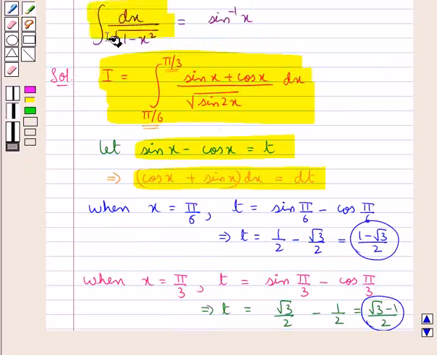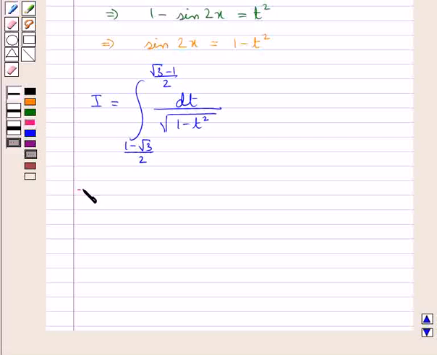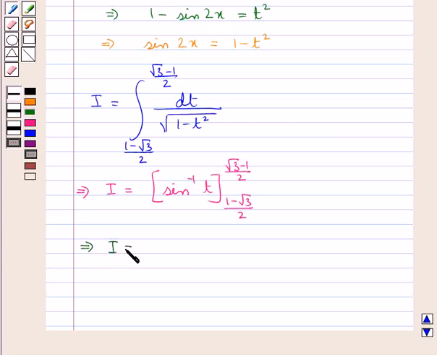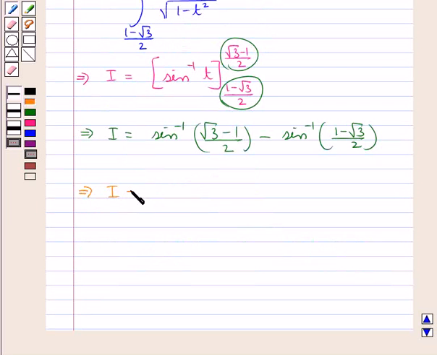Now the integral of dx upon square root of 1 minus x square is equal to sin inverse x. So we have I is equal to sin inverse t, and the limit goes from (1 minus root 3) whole upon 2 to (root 3 minus 1) whole upon 2. So in place of t, first we put the upper limit, that is (root 3 minus 1) whole upon 2, minus sine inverse of the lower limit, that is (1 minus root 3) whole upon 2. This gives us I is equal to sine inverse of (root 3 minus 1) whole upon 2 minus sine inverse of minus of (root 3 minus 1) whole upon 2.